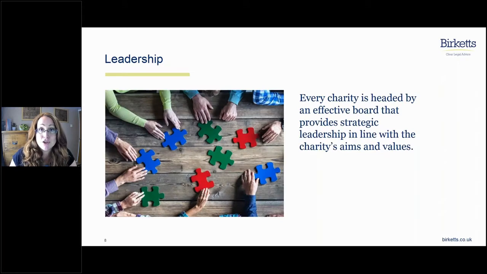To achieve strong leadership, you need to make sure that your board is effective. And we're going to talk a little later on about board effectiveness. But this pillar of governance, this is the first pillar in upholding that organisational purpose. Clearly, in order to achieve that strategic direction and to have that good process of planning, you need to ensure that your charity is headed by an effective board that provides that strategic leadership in line with your aims and values. What do we mean by this in practice?